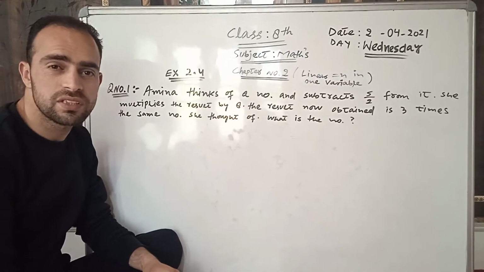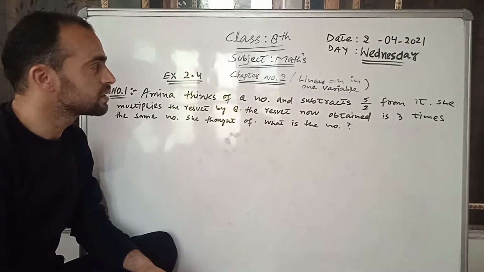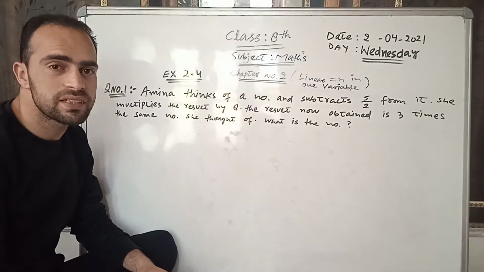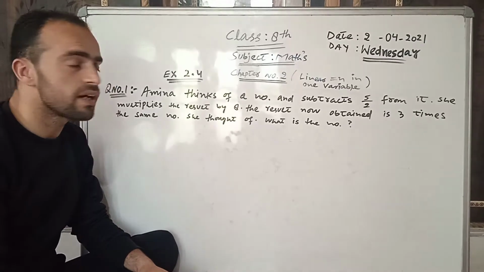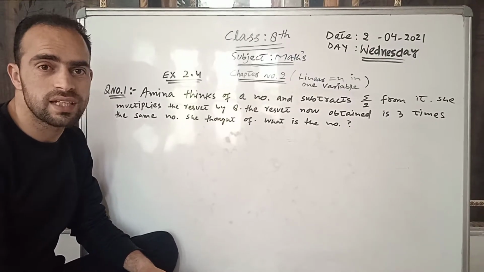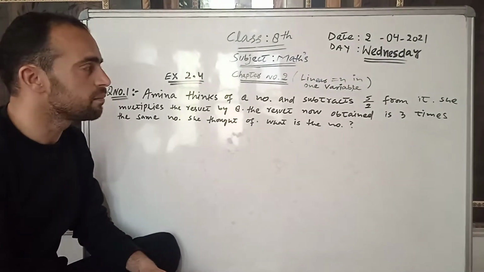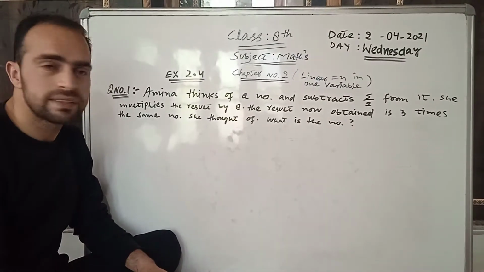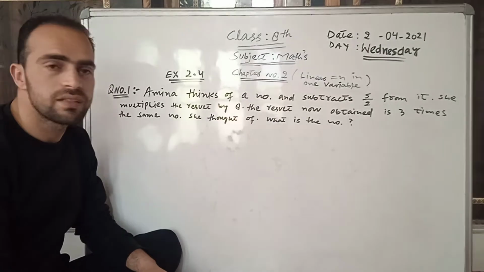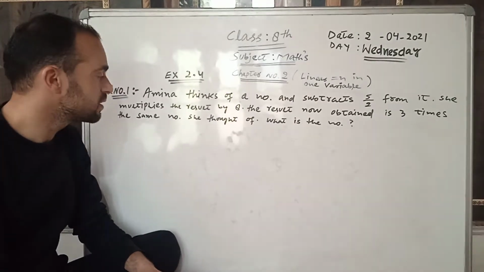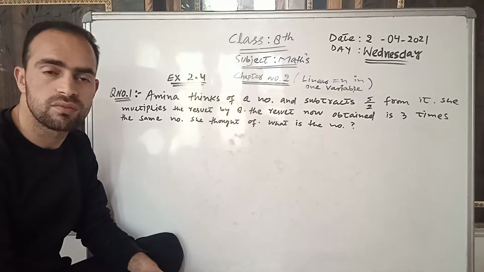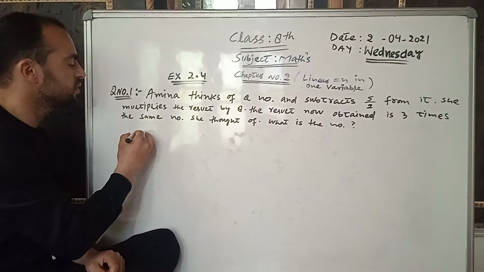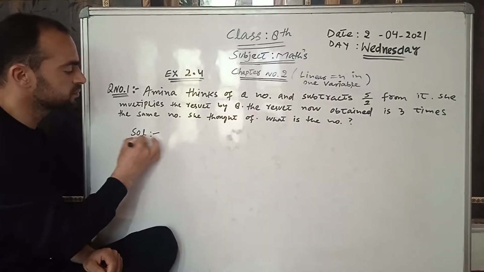Here I am going to teach you the topic some more applications of linear equations in one variable, and this is exercise 2.4. Question number 1 says that Amina thinks of a number and subtracts 5 by 2 from it. She multiplies the result by 8. The result now obtained is 3 times the same number she thought of. What is the number? So let's start the solution from here.